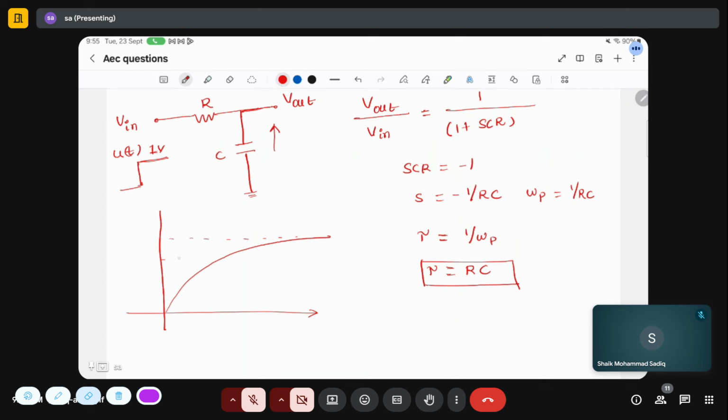This time, and at 3 tau, let us say this is 3 tau, it will reach 95%, and at 5 tau, it will reach some 99% or something. Here, they are referring to 5 tau as settling time.